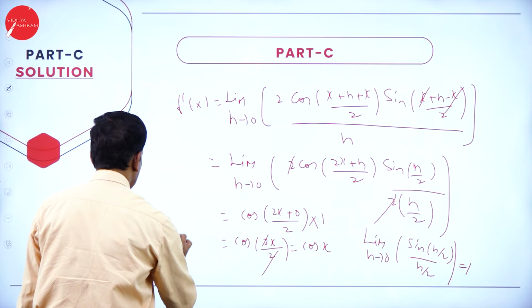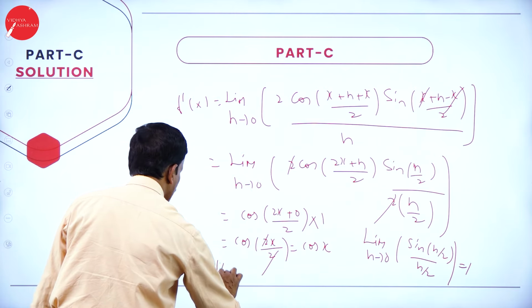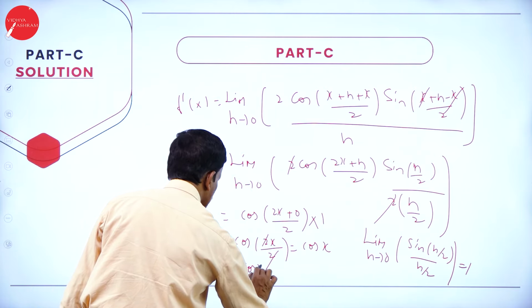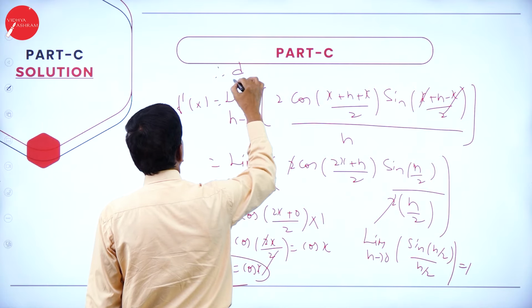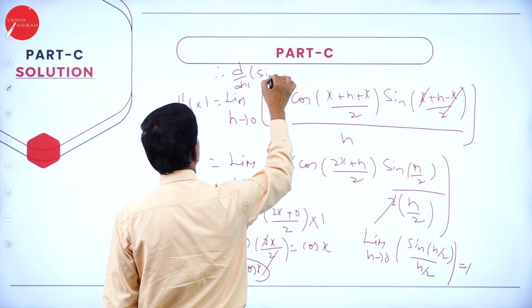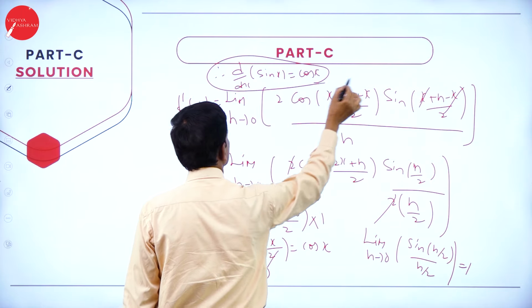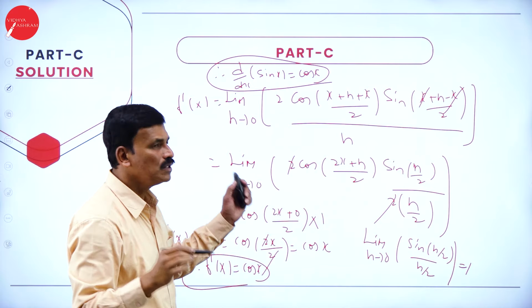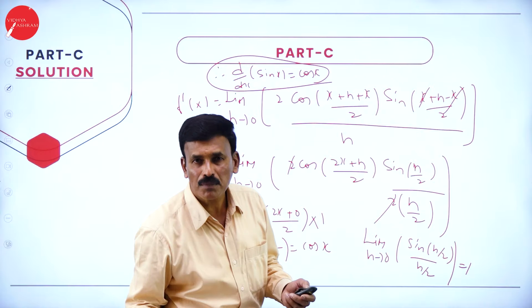So f dash of x is equal to cos x. Therefore, d by dx of sine x is equal to cos x, that's it. So the derivative of sine x is equal to cos x. This is how we are going to differentiate using the first principles method, that's it.